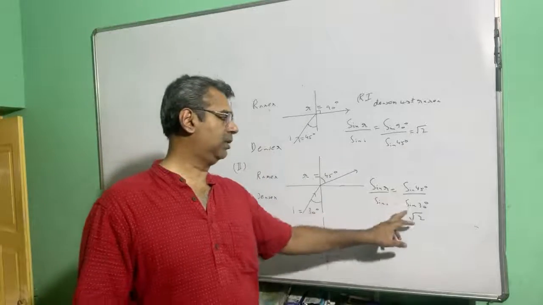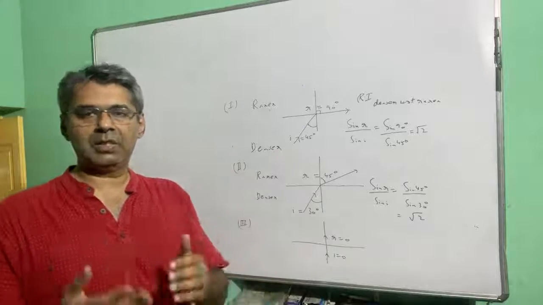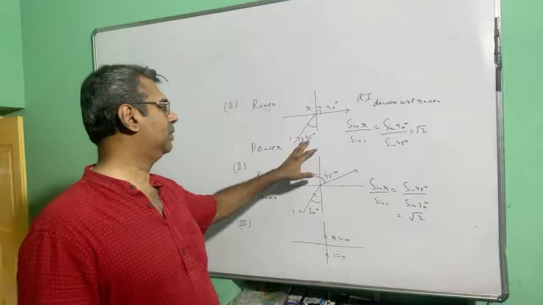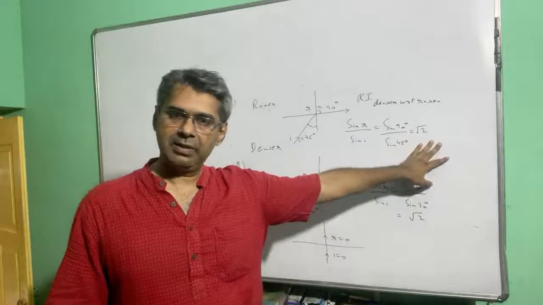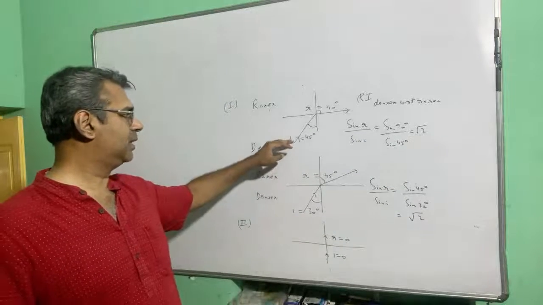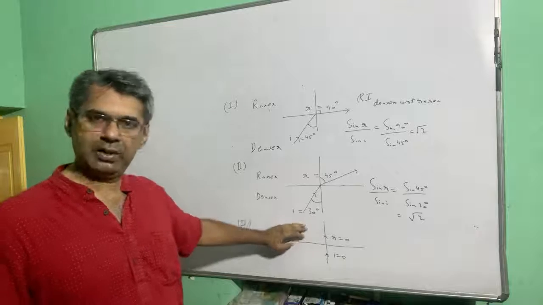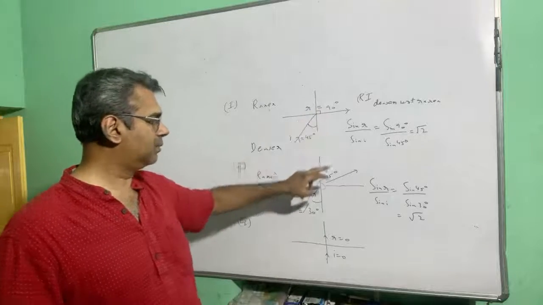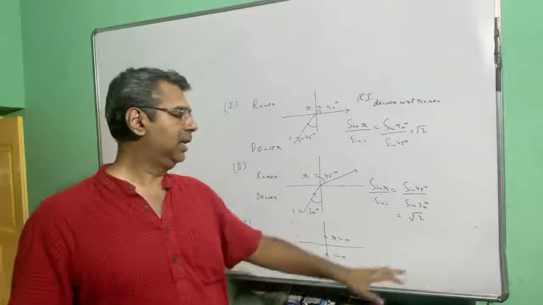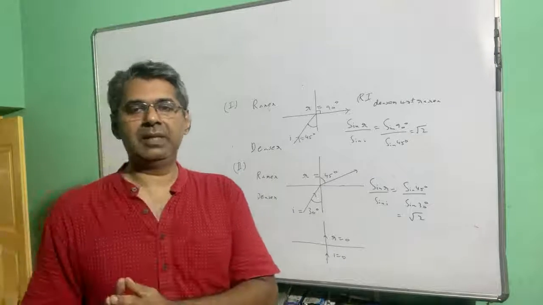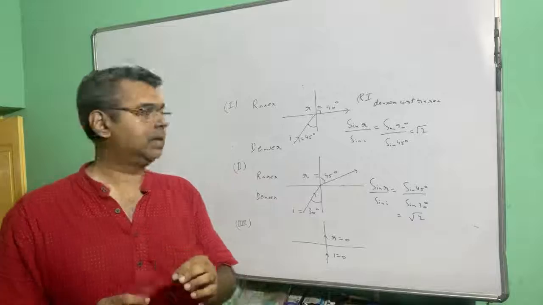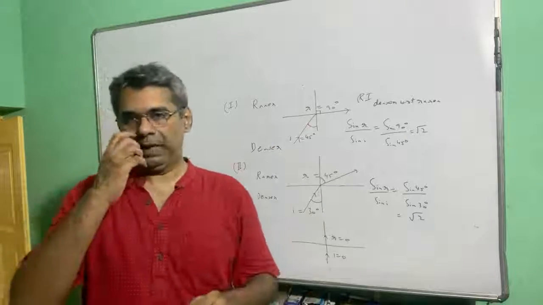So sin 45 by sin 30 is again root 2. So you see what's happening is that when the angle of incidence is 45, the angle of refraction is 90, the refractive index is root 2. When the angle of incidence comes down from 45 to 30, the angle of refraction comes down from 90 to 45, the refractive index is still root 2. So the refractive index is a fundamental property of this pair of media.